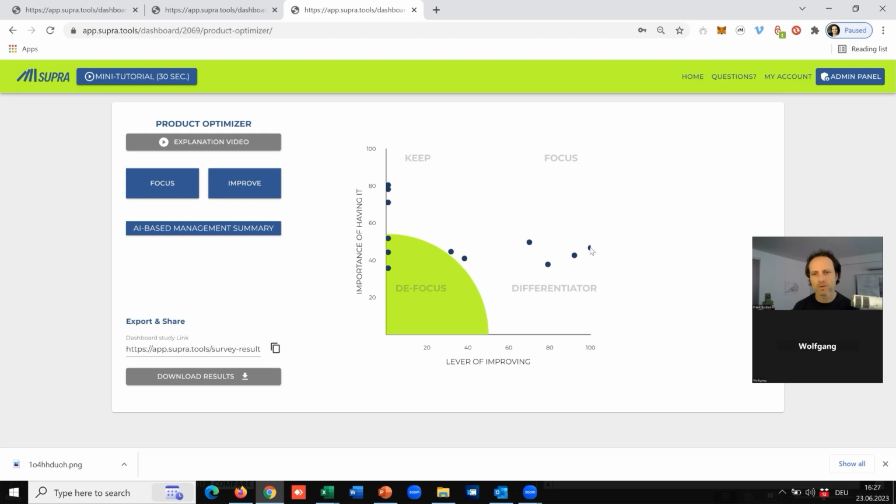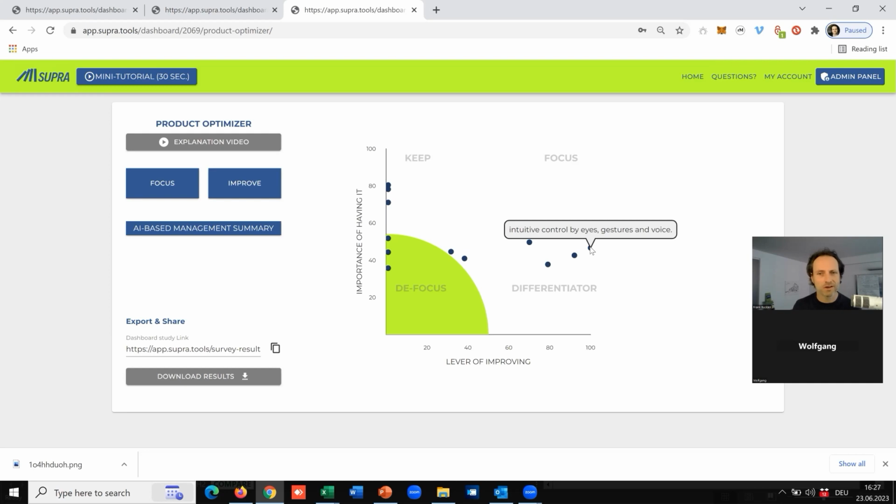But now you see more highly leveraging factors, right? So they have middle, not the highest importance, but a big lever. Again, this lever is an outcome of the AI-powered driver analysis, looking at assessment of the product and whether or not the person wants to buy it.